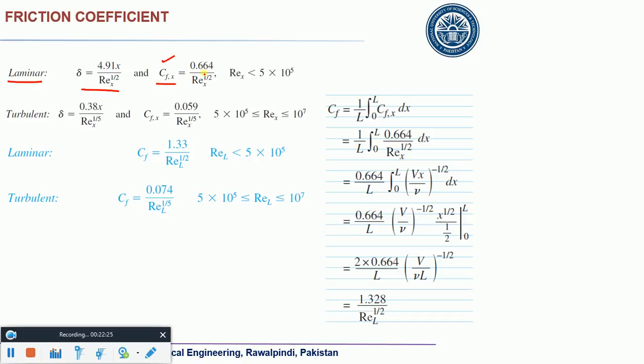CFX, you can find that out. In the last chapter we found that. Okay, and these are the relationships for Reynolds number less than critical value. What is the critical value for a flat plate? 5 into 10 raised to power 5. And what is the critical value for a cylinder? It is 2 into 10 raised to power 5. Generally you can consider those values, as far as that textbook knowledge is concerned.